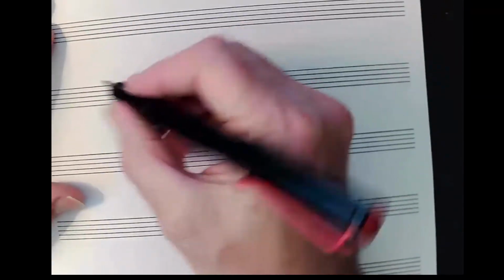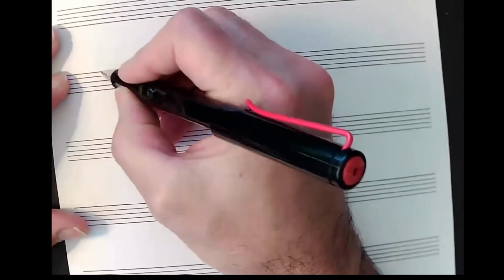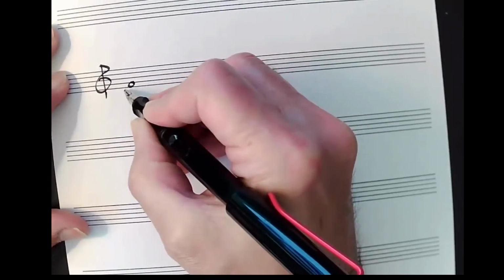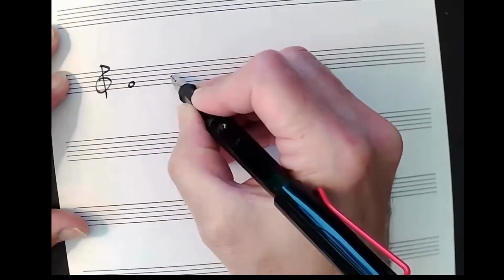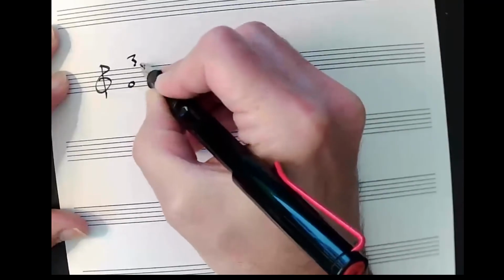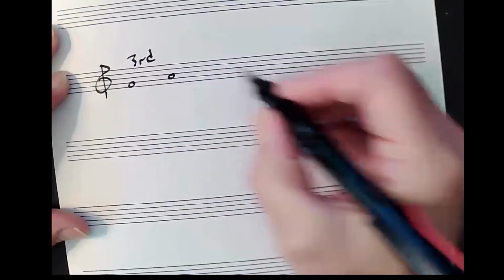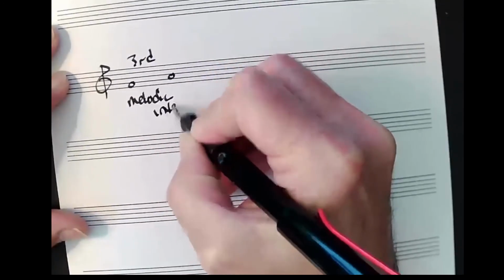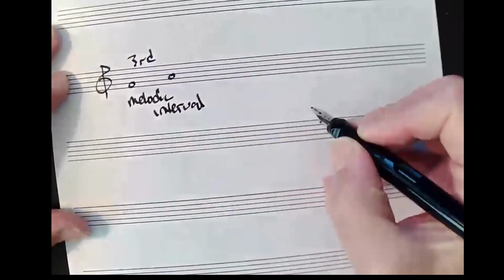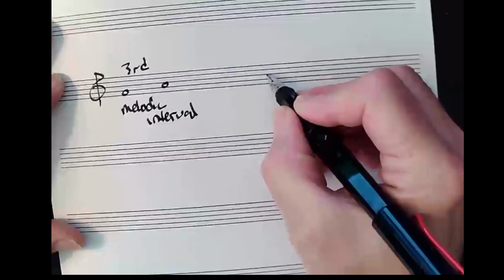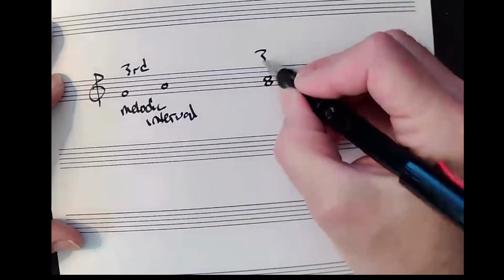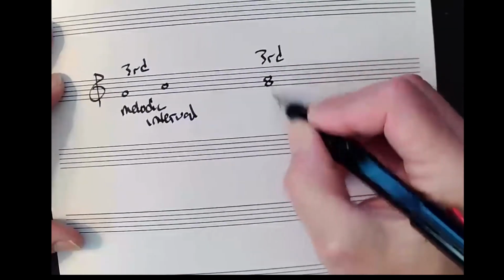When you do intervals, you can either do them harmonically or melodically. A melodic interval is when you place one note after another. And this, of course, is a third. And this is called a melodic interval. Or they can be harmonic. Harmonic is when they are together. This is a third, but I put them right over each other.